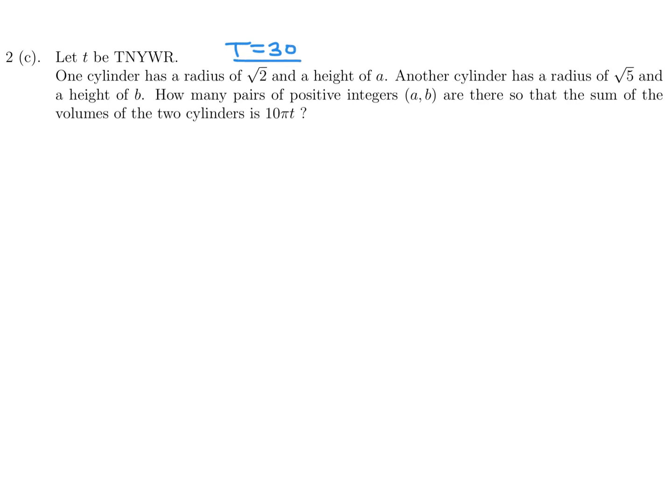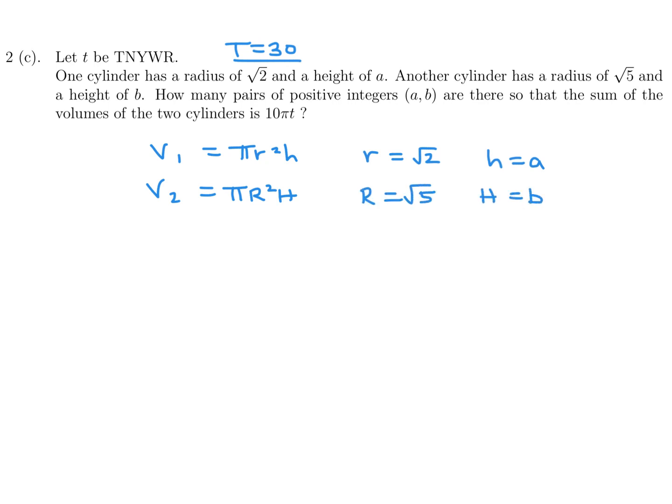One cylinder has a radius of root 2 and a height of a. Another cylinder has a radius of root 5 and a height of b. How many pairs of positive integers a, b are there so that the sum of the volumes of the two cylinders is 10 pi t? Volume of the first cylinder, pi r squared times height. The radius in this case is root 2, the height is a. Volume of the second cylinder, pi r squared times height. The radius is root 5, and the height is b. So they want V1 plus V2 to equal 10 pi t.